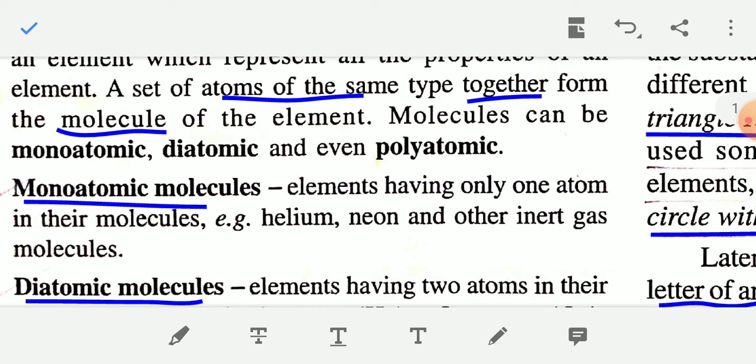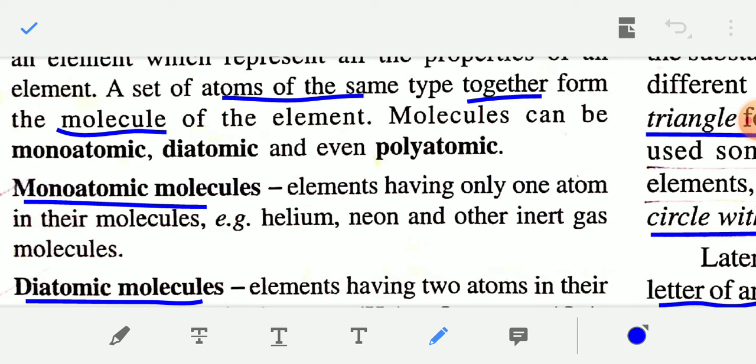Now see the types of molecules. Molecules are of various types: monoatomic, diatomic, polyatomic. The first type of molecule is the monoatomic molecule. These types of molecules are made up of only one atom. Elements having only one atom in their molecules are known as monoatomic molecules. Monoatomic means only one atom. The molecule is made up of only one atom.